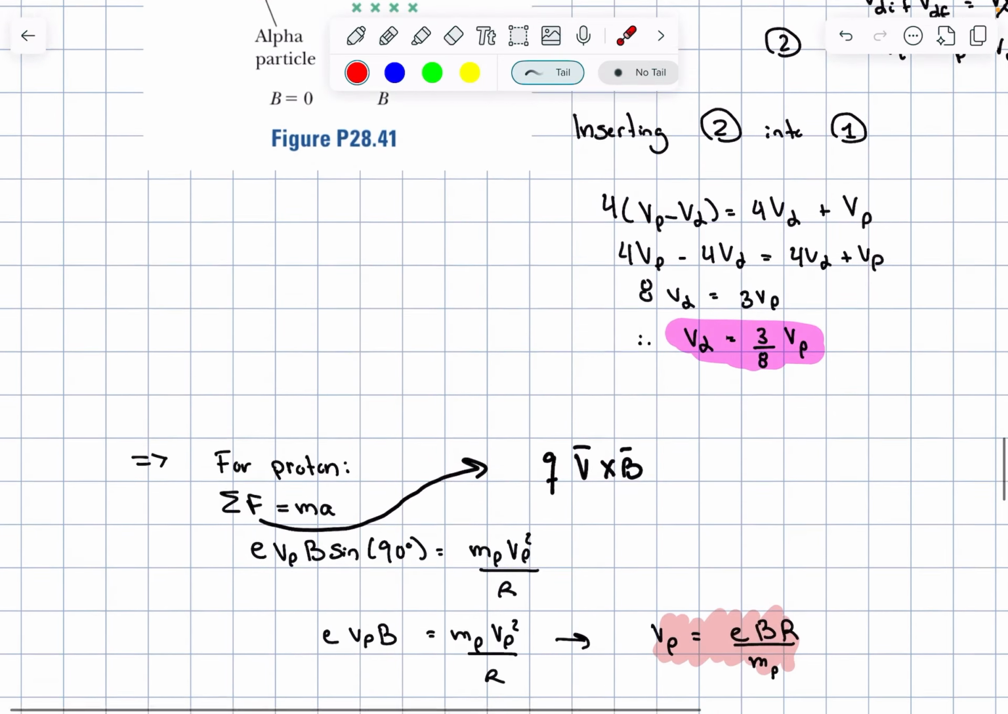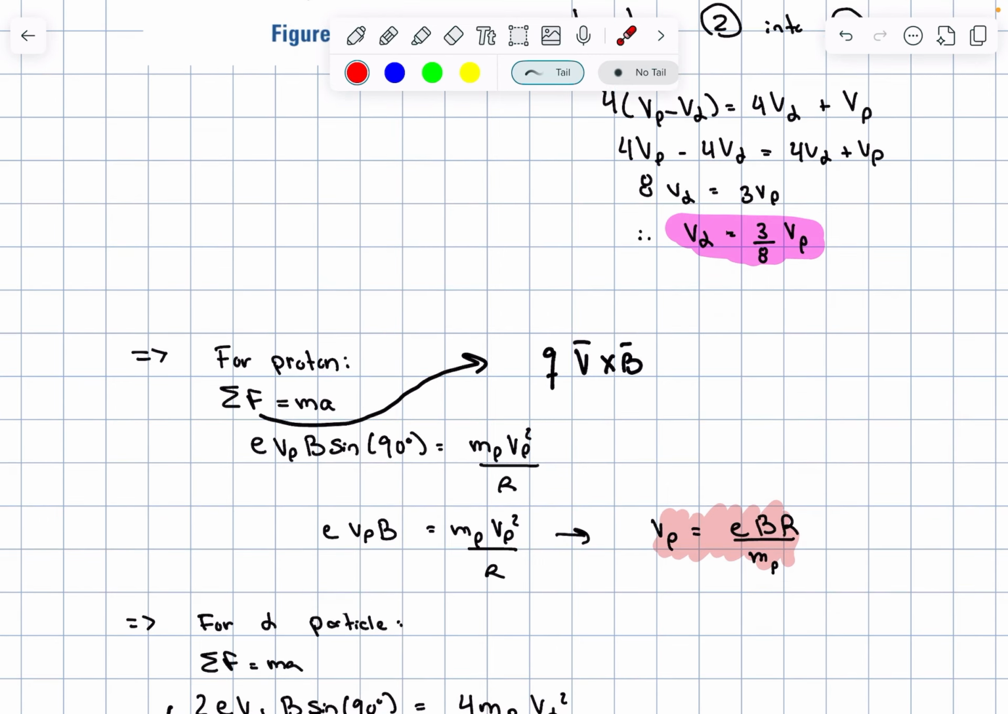And to do that, we go back to the fact that the sum of all the forces is equal to the mass times the acceleration. For the proton specifically, we know that this is true regardless. This is the magnetic force, QV cross B, where V is just going to be Vp, which is right here. And then we say this is equal to Q, magnitude of V, magnitude of B, sine of theta, where theta is the angle between V and B.